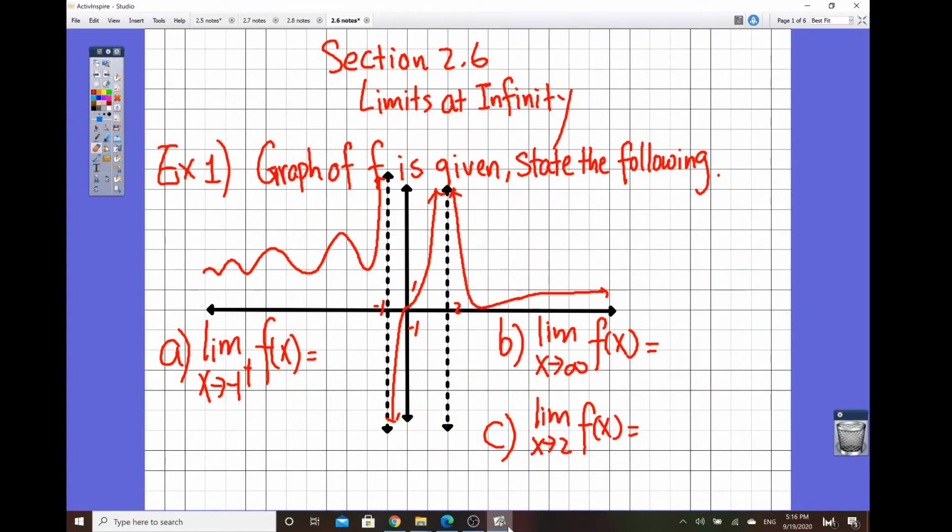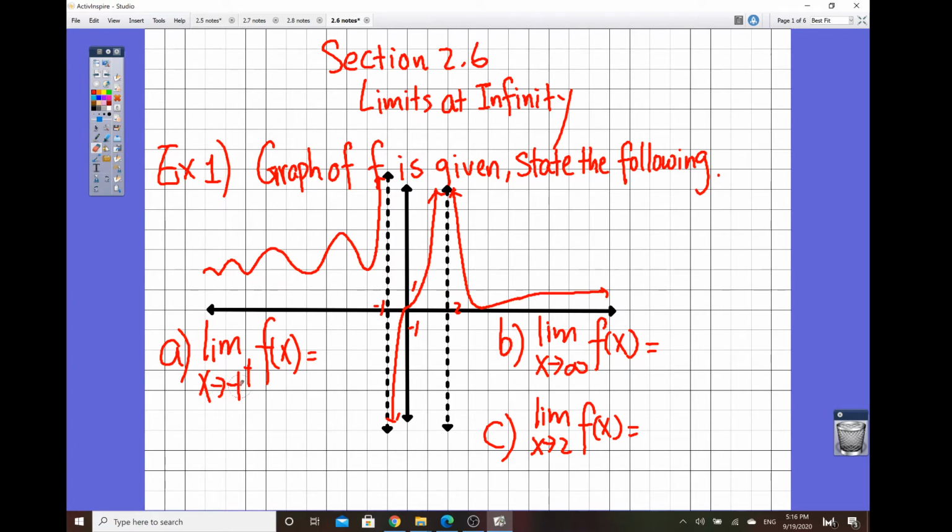Good afternoon, calculus class. So this one is section 2.6, limits at infinity. We're going to be doing some graph interpretations to find out the limit at infinity or different boundary behavior. For the first one, the graph of the function is given and we state the following. As you can see, that's a piecewise function's graph.